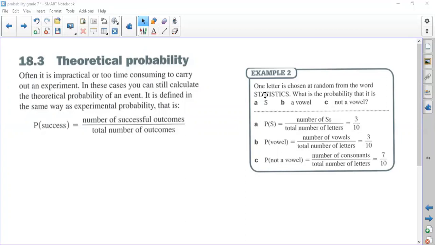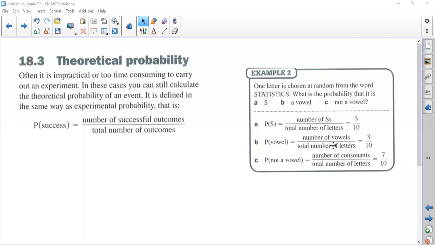We have to find the probability for getting an S. So how many S do we have in this word? We have 1, 2, 3, so 3 S. So the probability for getting an S is the number of S over the total number of letters, which is 3 over 10.